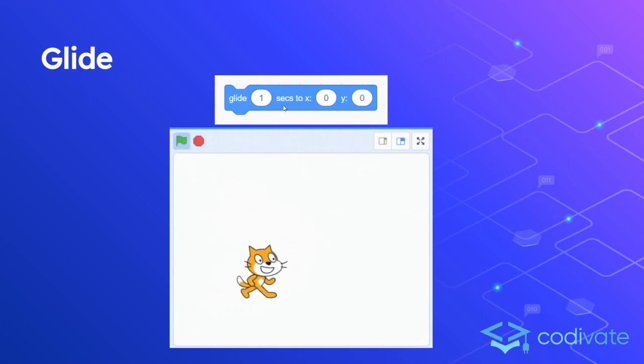And this glide means it's going to go there smoothly. And how fast it goes depends on the number of seconds you put in here. If you put a lot of seconds, it's going to take a long time. And if you put like half a second, it's going to be fast and get there really quickly.